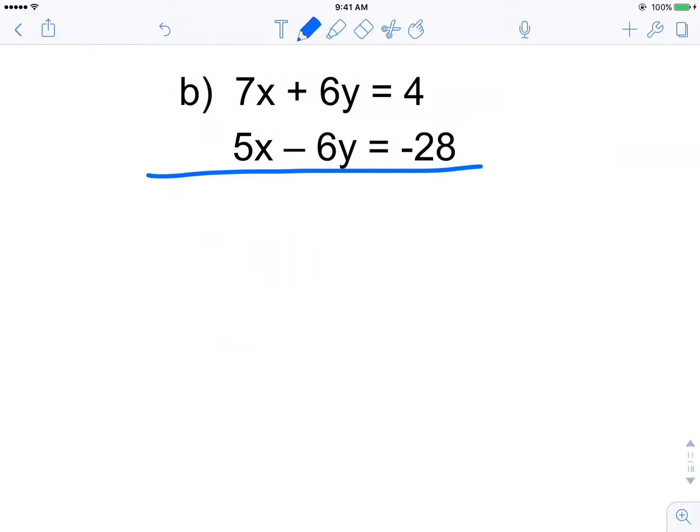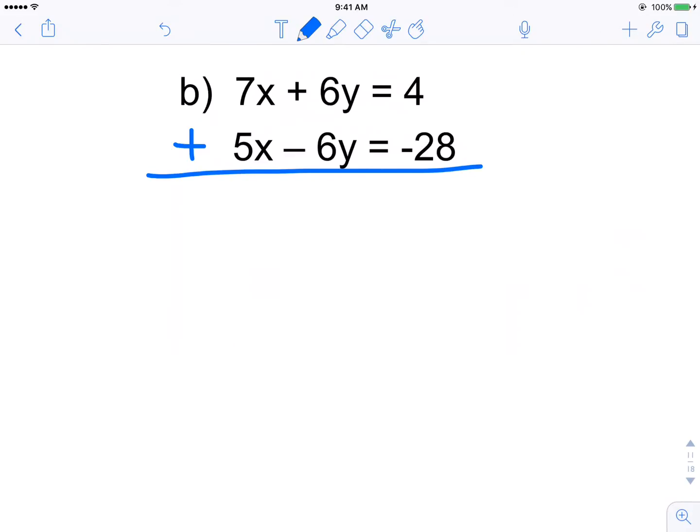I can already see that these variable terms, plus 6 and minus 6, the value 6 is the same for both, so I don't need to do any multiplication to each, and I see that they're opposite to each other. So if I add these two equations together, positive 6 and a minus 6, they're going to cancel each other out. So addition is generally a little easier. I don't have to worry about carrying that negative sign through.